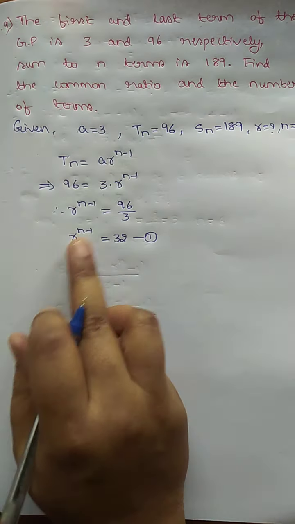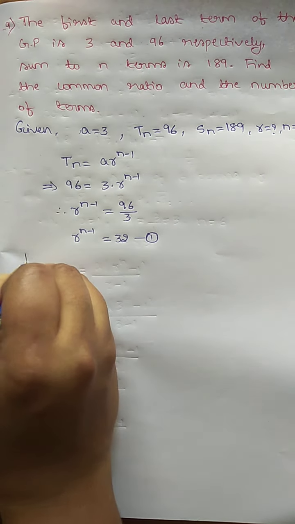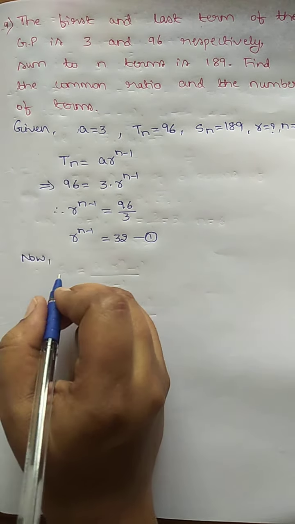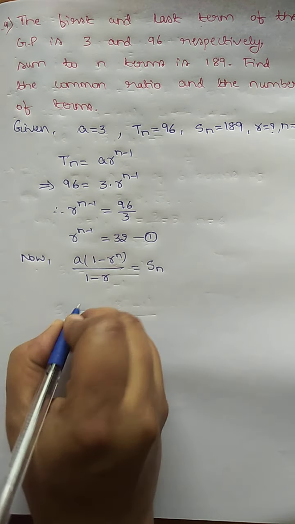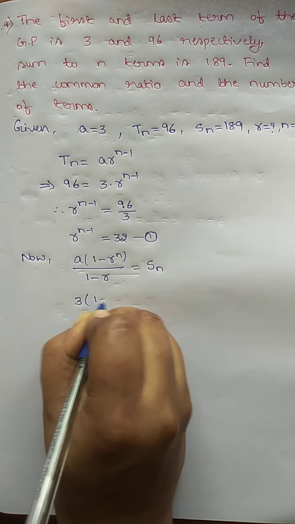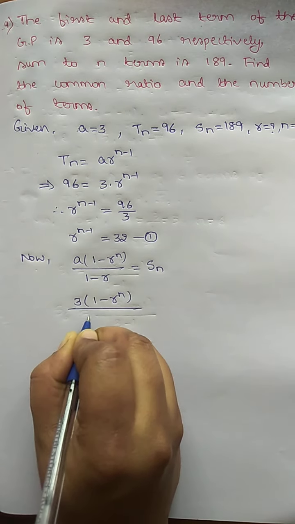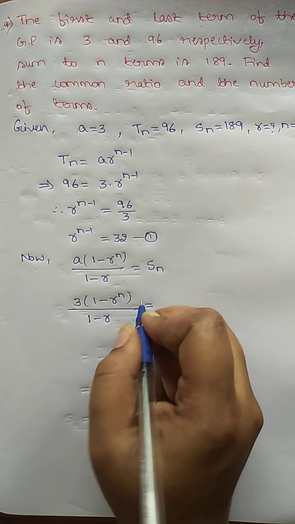We don't know the values of n and r. Again, consider the formula for Sn. Here, we have to consider any one of two formulas. A into 1 minus r power n by 1 minus r equal to Sn. It is the formula when r is less than 1. Either you can take the other one also, you will get the same answer. So here A value is 3 into 1 minus r power n divided by 1 minus r equal to Sn.